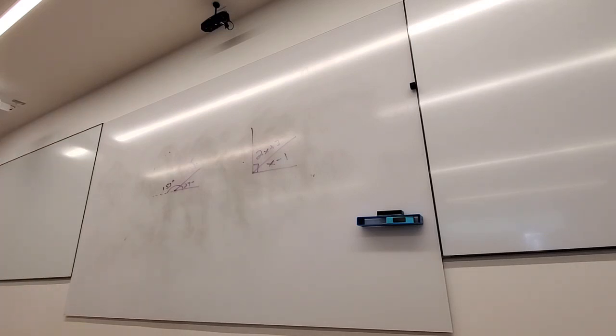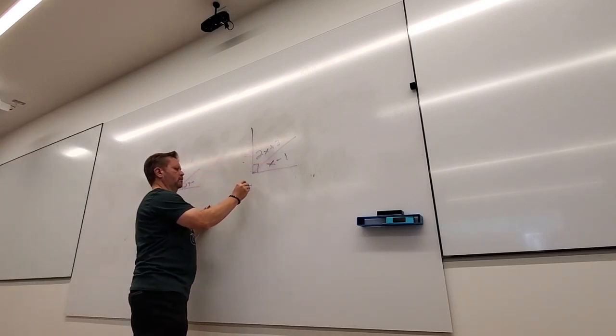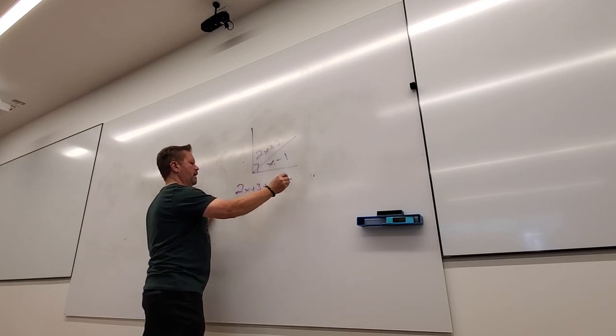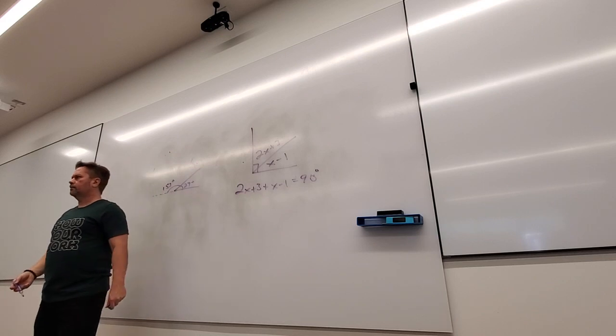Or I could give you it without pictures. I could just say two angles are complementary. One is 2x plus 3 degrees, and the other one's x minus 1 degrees. What is x, right? So what equation can you set up? 2x plus 3 plus x minus 1. Yeah, so these two angles together have to make 90 degrees. And then you just have to solve that, right?